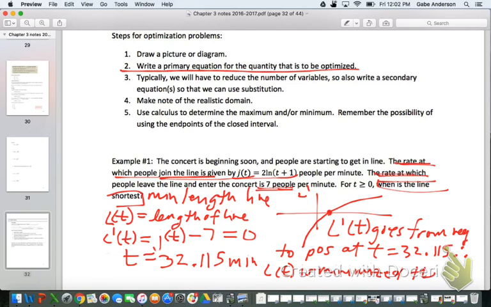There, or at t equals 32.115. Okay. So what do you think? Any questions? I have a question for you. Yeah.